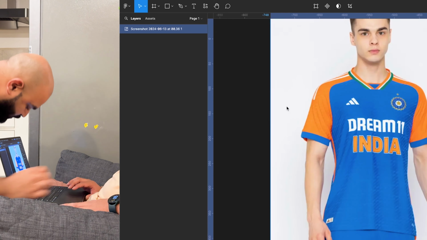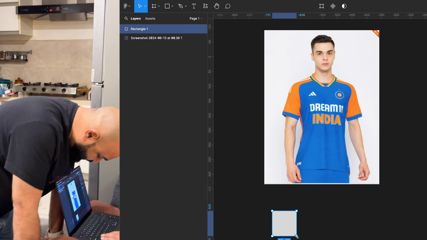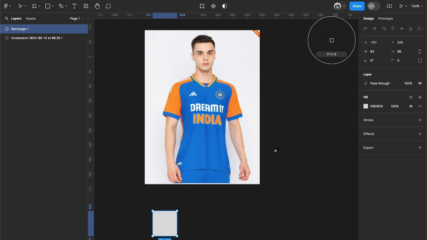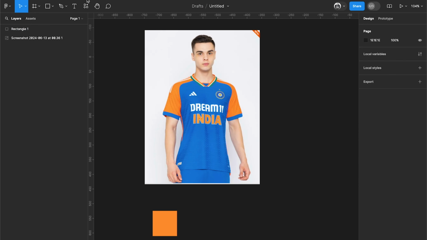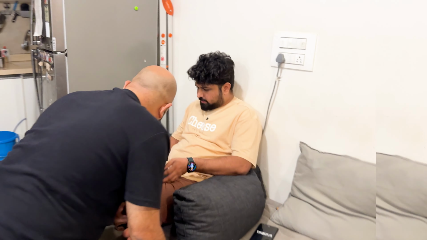So the jersey is there, no? Okay, identify these colors. Take those and make rectangles. Put that orange, and put that blue. Yes.